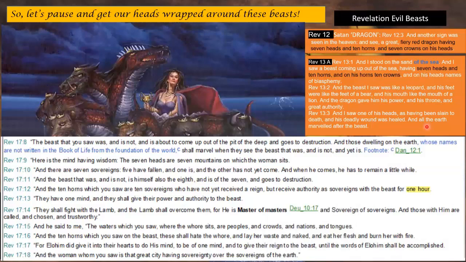I'll start in verse 10. And there are 7 sovereigns, 5 have fallen and 1 is, and the other has not yet come. Okay, so we talked about that being Egypt, Assyria, Babylon, Medo-Persia, Greece. Those were the 5 that had fallen during John the Revelator's time period in which he was writing. And 1 is, well, the one that was present during his lifetime was Rome.